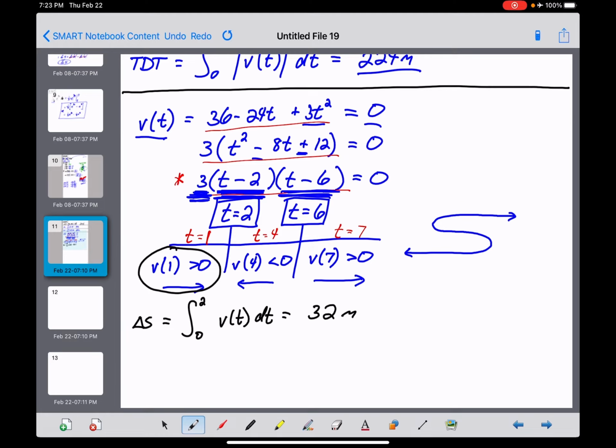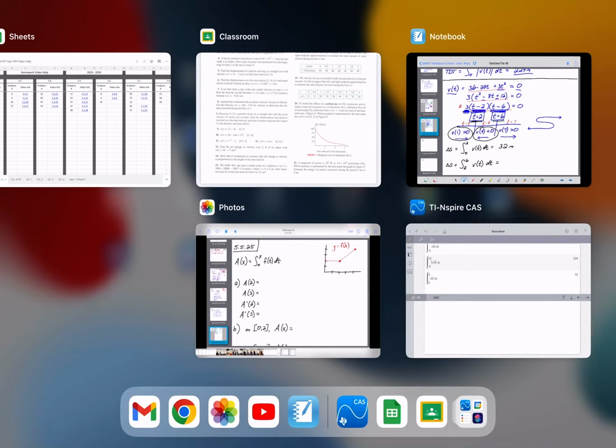Now, the second thing we're going to need to do: how far did it move on the second leg of the journey, which starts at 2 and ends at 6? So this is a definite integral now from 2 to 6 of v of t dt. Now, what do we know? On this leg, the velocity is negative. So this displacement is definitely going to be negative when we type that one in.